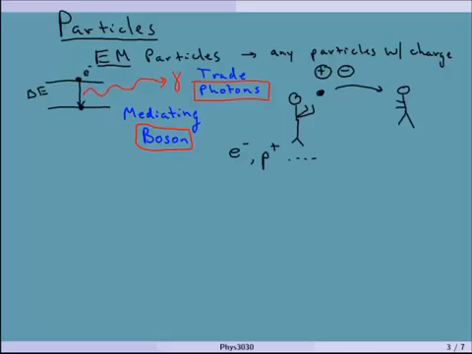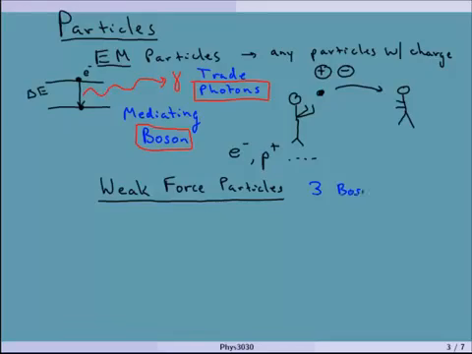And then there is the weak force. For the weak force there are actually 3 mediating bosons, and they're called the W and Z particles. There are 3 of them because there's a W plus, a W minus, and a Z naught. The Z naught has no charge, so it doesn't take part in the electromagnetic interaction, but since the W's have charge, they take part in the electromagnetic interaction as well.